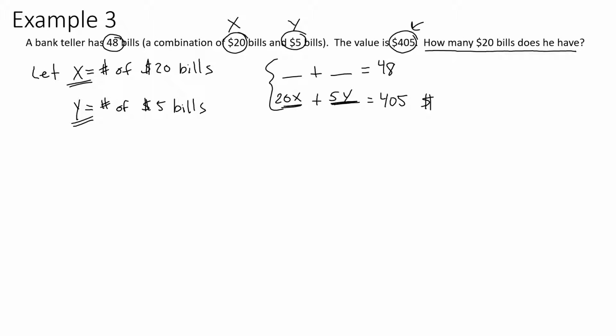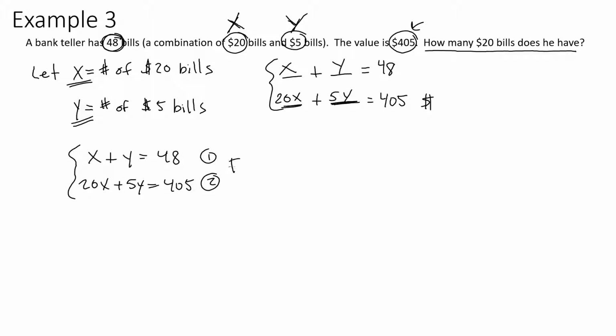Now the top equation equals 48. 48 is the number of bills. I don't know how many bills we have. I don't know how many $20 bills we have, and I don't know how many $5 bills we have, but I know that in total we have 48. So our system of linear equations should look like this. And we want to find x because we assigned x with $20 bills.